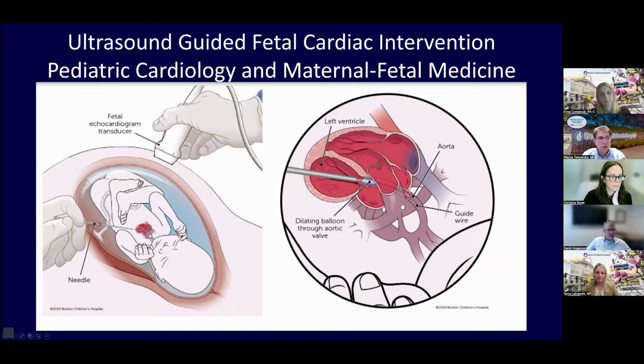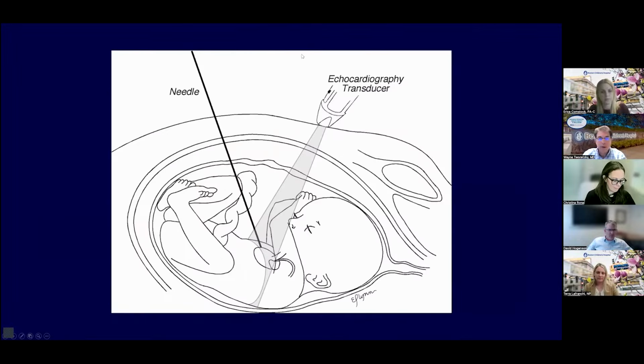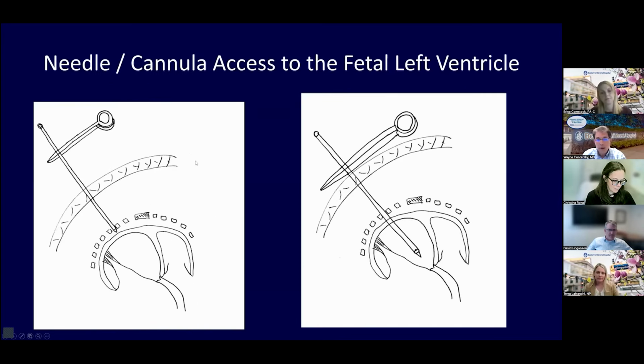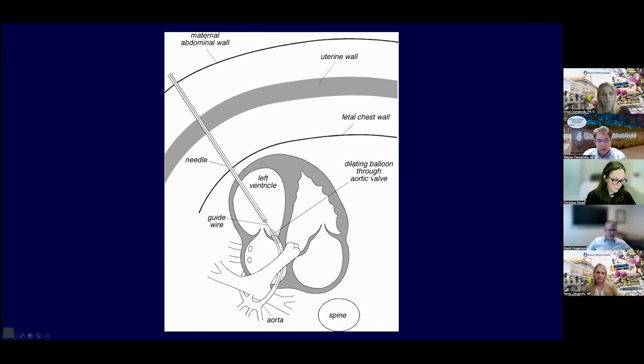And these procedures are done all under ultrasound guidance with the baby in utero using a small needle. And the needle is actually inserted straight into the left ventricle, and then a wire and a balloon is placed across the valve to open the valve. And I'll show you a little bit more of that. So again, this is just in a cartoon format. The baby has to be facing upwards. The needle is placed into the left ventricle. And then what we do is we place a needle through the ribs, through the left ventricle, aimed at the valve. And then a wire and a balloon is placed across the valve.